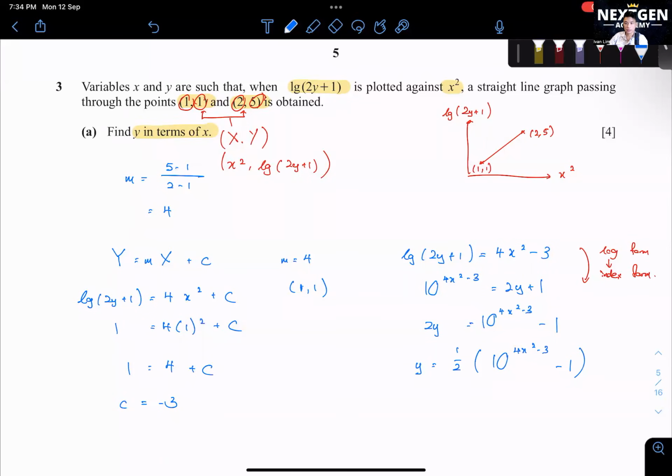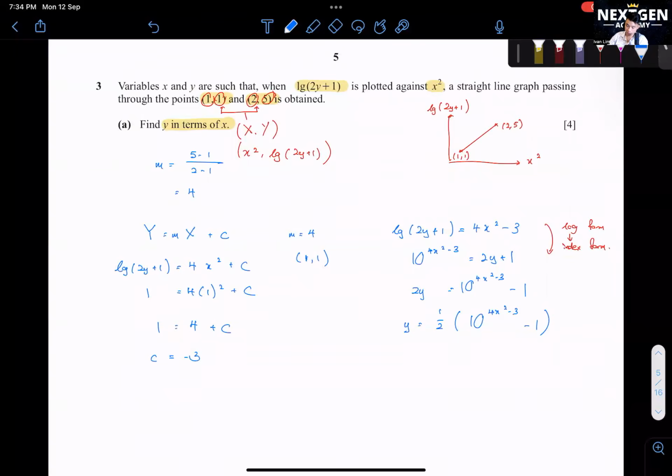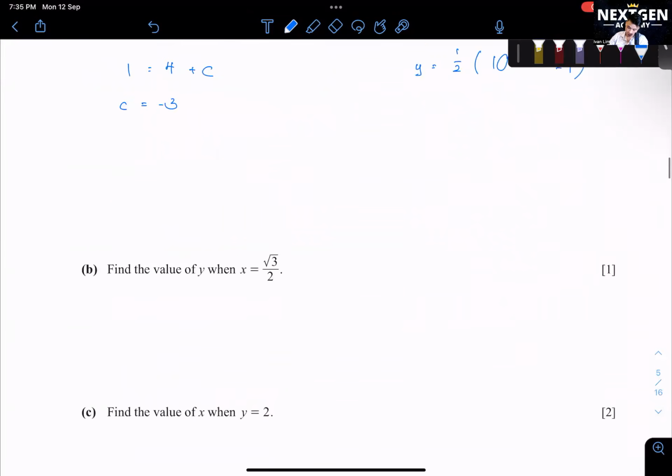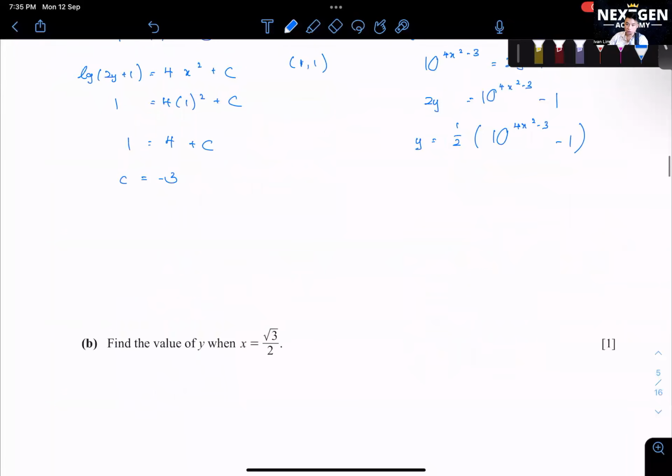I think until here it is all still quite easy. So now we have y in terms of x already. Now they say find the value of y when x equals 3 over 2.